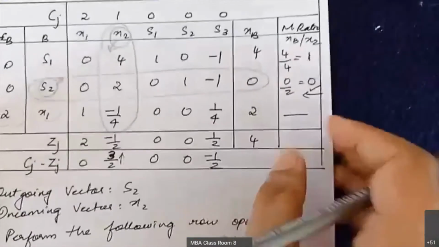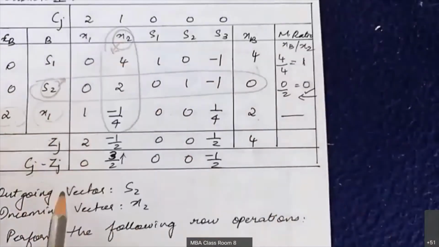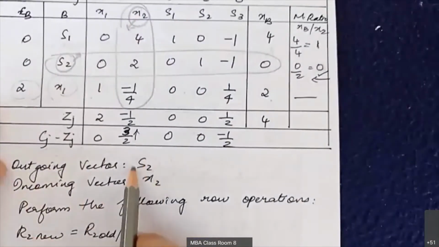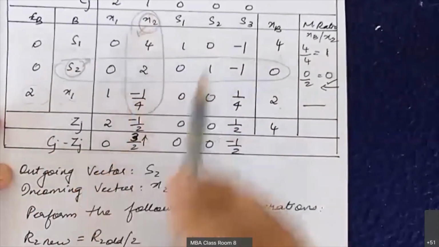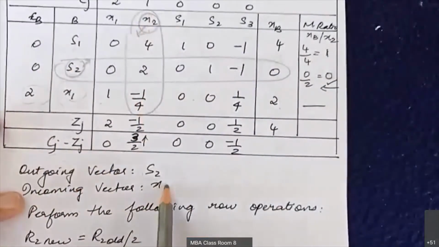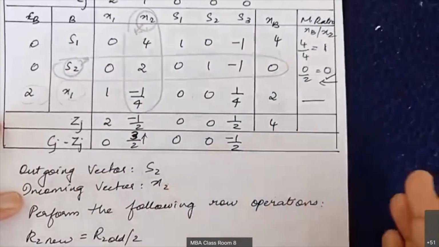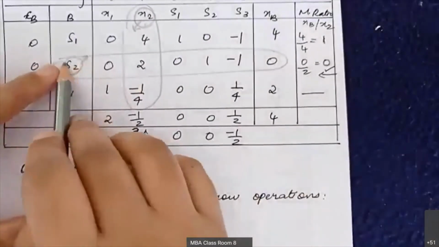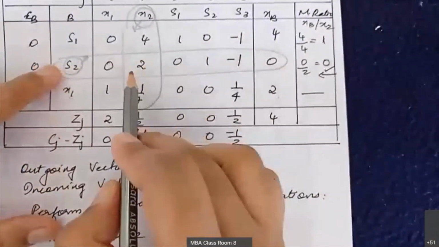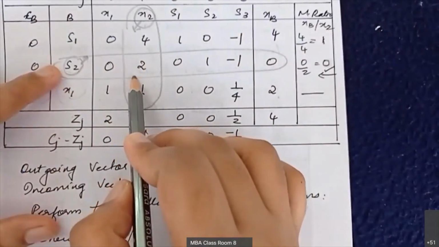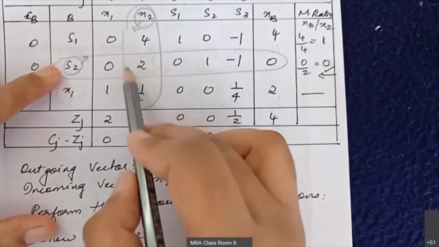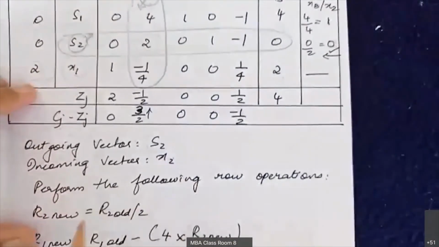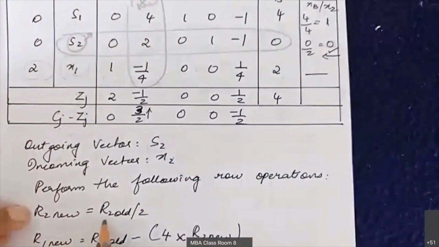Okay, so once that much is done, we already found out that our outgoing vector is S2, and the incoming vector is X2. Then we have to perform the row operations. First we will start with the second row because that is our key row. The key row will be divided by the key element. Key element is 2, so I have written R2 new is equal to R2 old divided by the key element, which is 2.